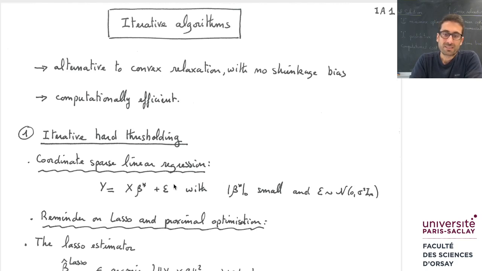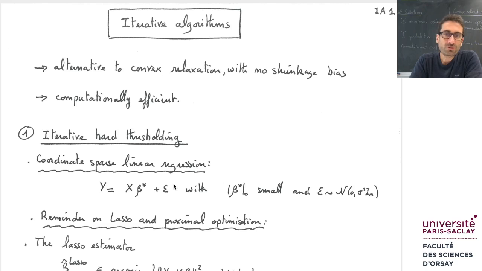Iterative algorithms are probably as old as computer science, essentially because they are computationally very efficient. So it was very efficient to use them on the early computers. There has been a renewed interest in iterative algorithms in recent years, exactly for the same reason, because it is computationally very efficient. So when you work with a lot of data in high dimension, it is very efficient. And also because compared to convex relaxation, there is no shrinkage bias, which is also a nice feature.